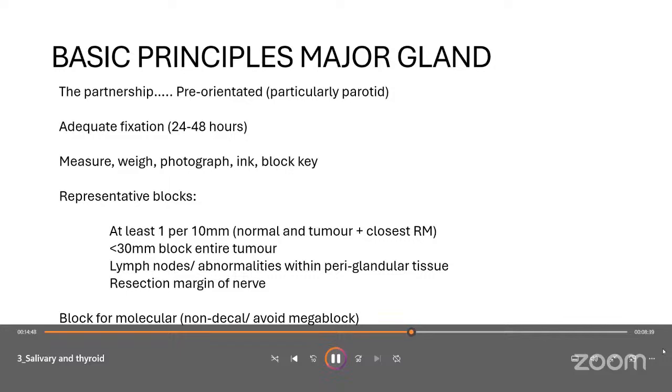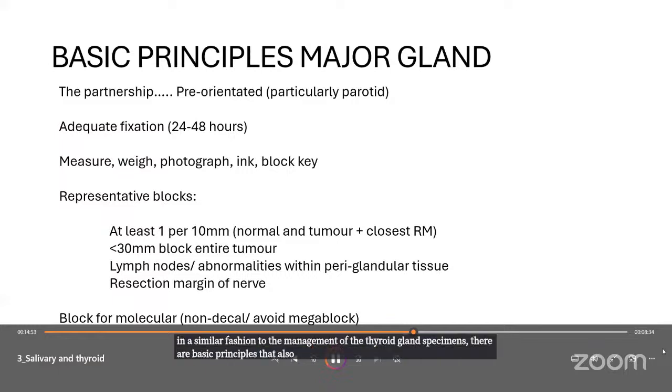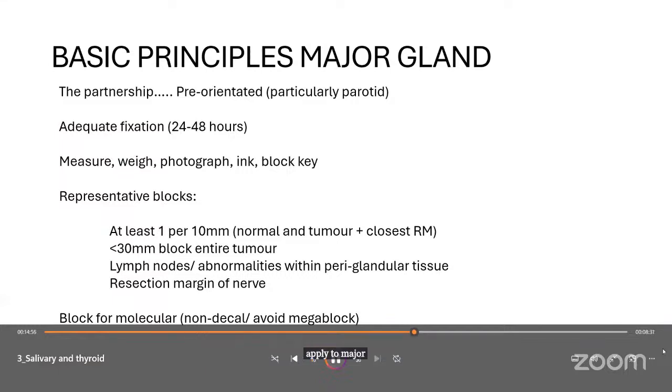In a similar fashion to the management of the thyroid gland specimens, there are basic principles that also apply to major gland tumours, whether they arise in the parotid, the submandibular or the sublingual glands. And again, to stress this very important relationship and partnership arrangement with the surgical team in particular, who may need to pre-orientate specimens for us before receipt in the lab. Particularly the parotid gland, because the anatomy can be quite complex. Don't be afraid to call the surgeon up to the lab if they fail to orientate the specimen adequately.